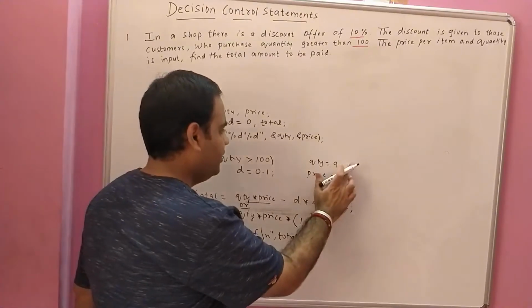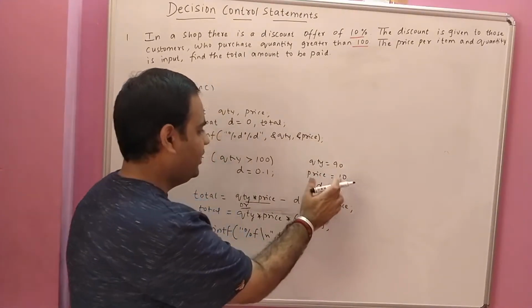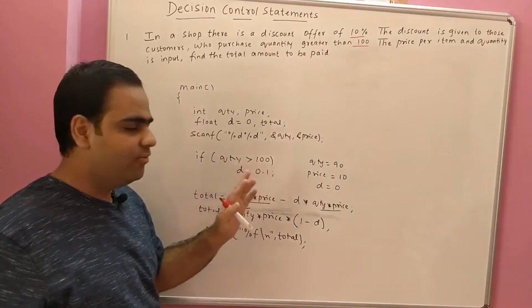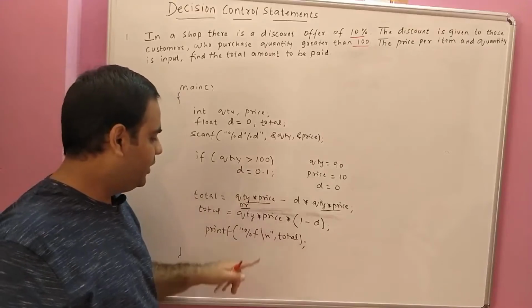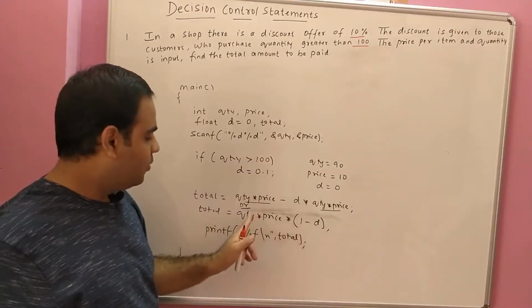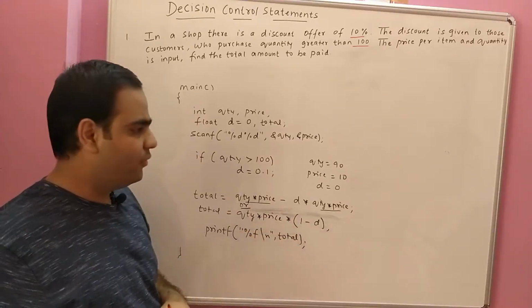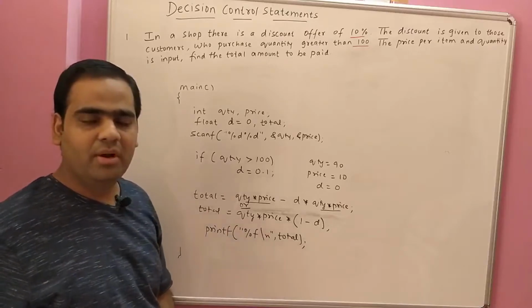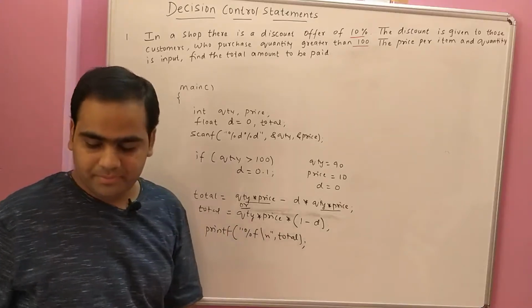Now let's see another example. Let's say quantity is 90, the initial value of d is 0 and price is 10. 90 greater than 100 is false. This should not be executed. Now d is 0, 1 minus 0 is 1. Quantity into price into 1 is nothing but quantity into price, that is 90 into 10 is 900. Hence the final amount 900 will be printed.